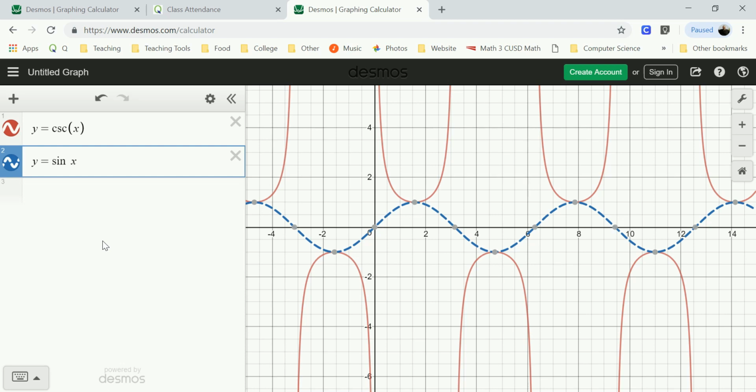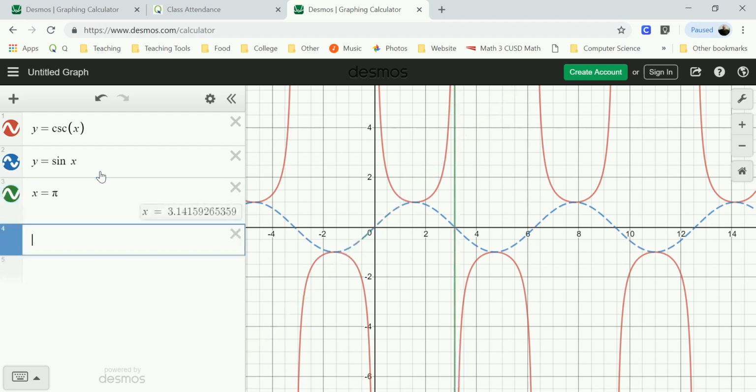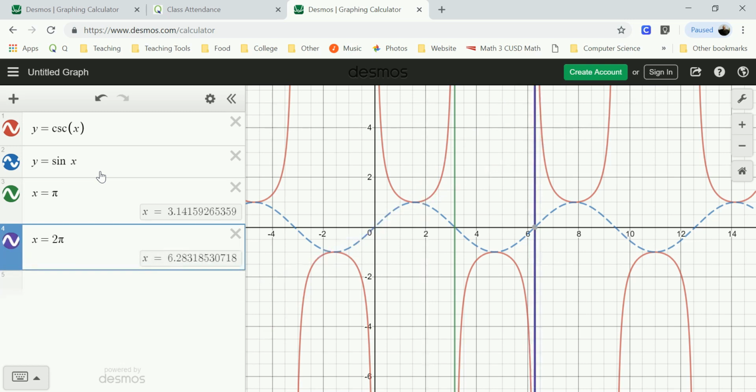Also, what's happening here, and I'm going to point it out, wherever the sine function hits 0, for example, at pi or at 2 pi, if I drew those vertical lines there, so the green line right here is at pi, our cosecant function won't touch it. It'll just get closer and closer and closer to it, but it'll never hit it. And same idea here. And we call those vertical asymptotes.